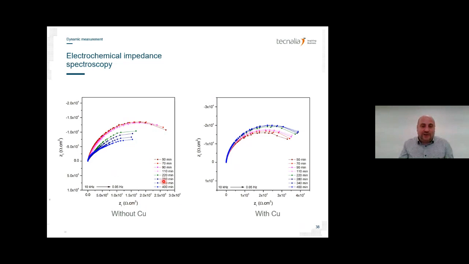Another example, here we can see an alloy that is immersed in an aggressive solution, and it was suspected that adding copper to the alloy would improve corrosion properties. In this case, we could see that with time, without copper, the impedance diminished, meaning that the system is more and more active, it generates more and more current, so it's going to corrode more and more. In the other case, with time, the impedance increases, meaning that there is a passivation phenomenon and the material is going to have a better behavior as time increases. So this is also a very good tool to study systems, but it's more complex to use.